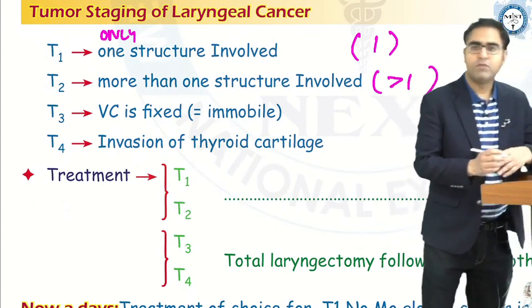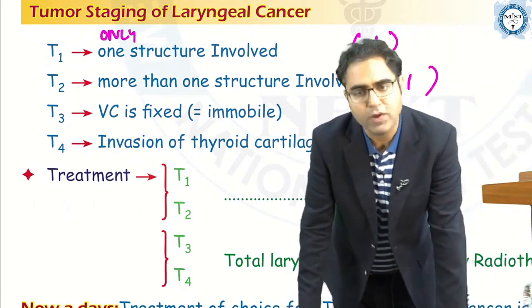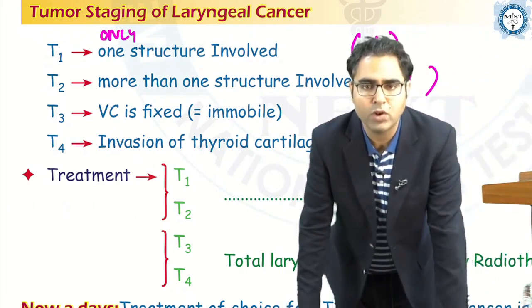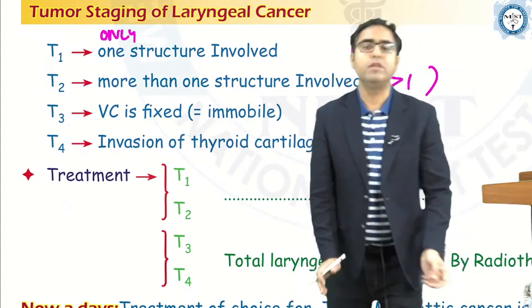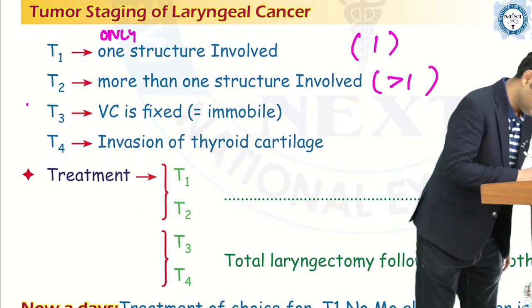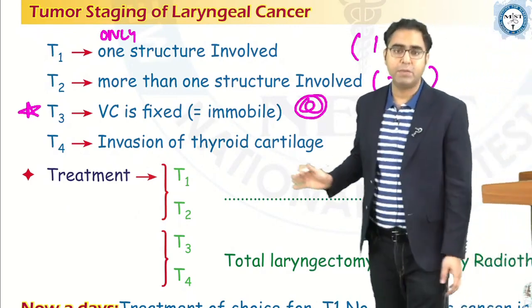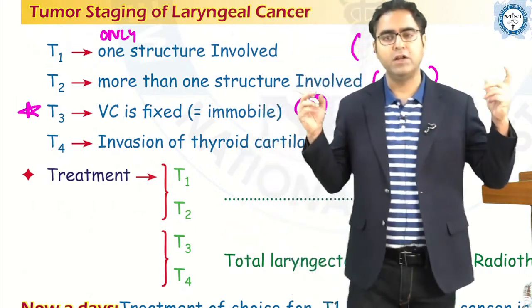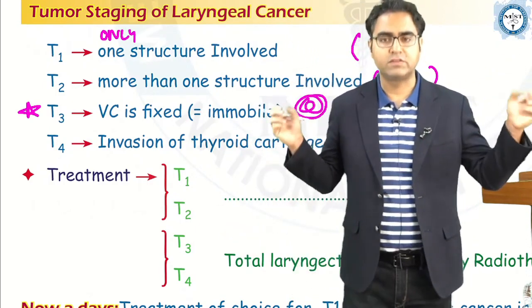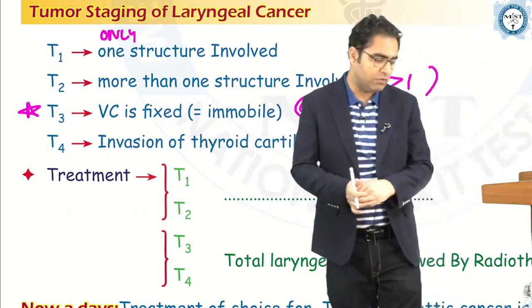Okay. For example, look at me, beta. If the tumor involves the epiglottis only, T1. If the tumor involves the epiglottis and vocal cord, T2. T3, vocal cord is fixed or immobile, beta. This is a possible question in your exam. It has never come in MCI till date, but if a question comes, it will be of T3, beta. T3 is a very classical thing. T3 means vocal cord fixed. Vocal cord fixed means vocal cord immobile due to cancer, and that's T3, beta.